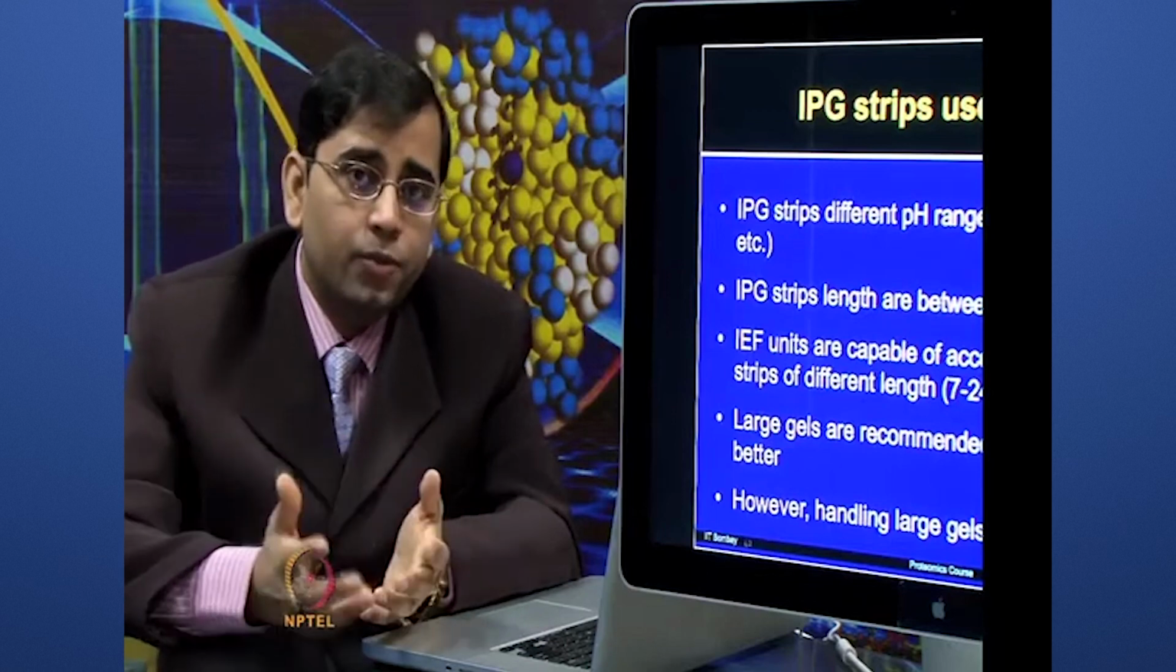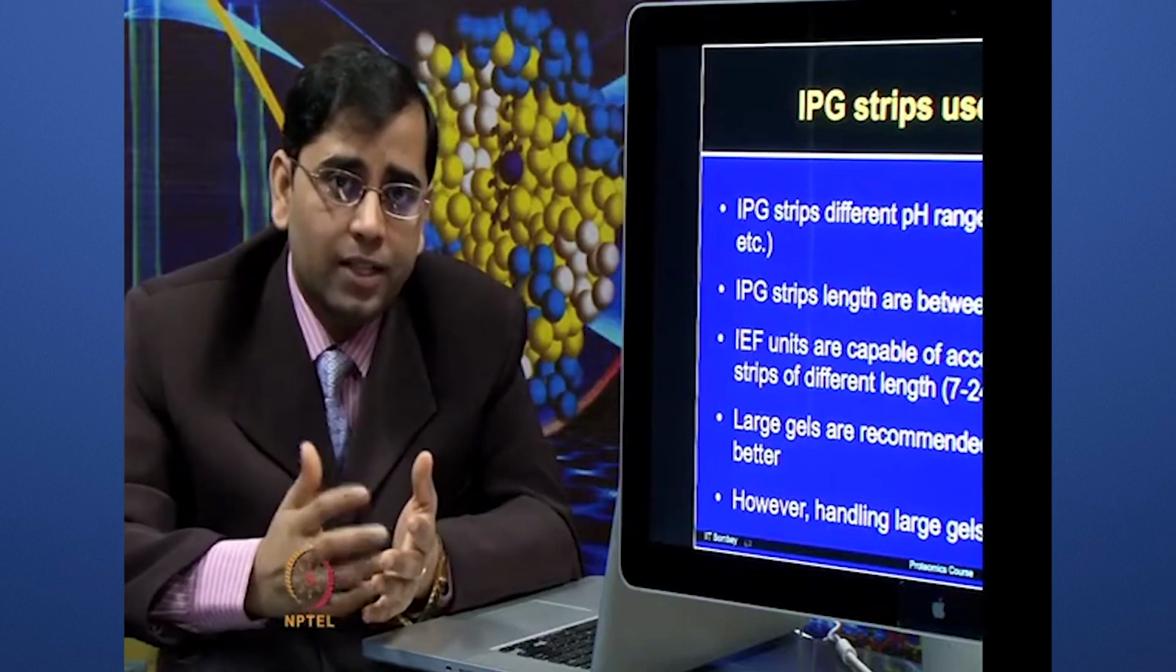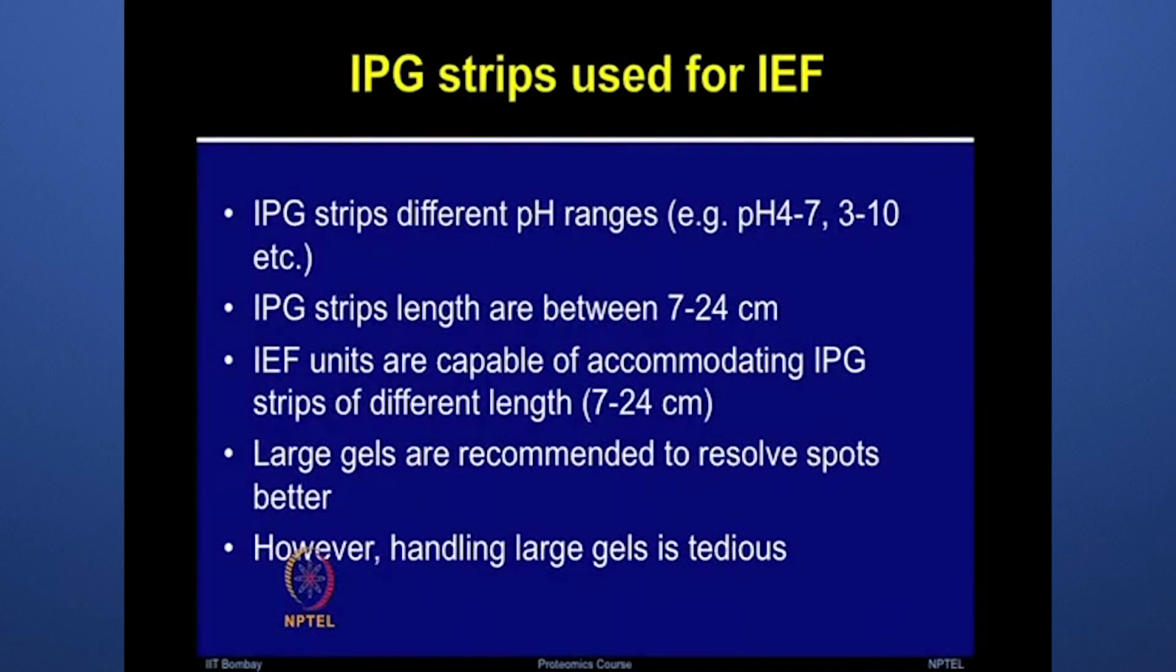Now, these IEF units, or isoelectric focusing units, obtained from different commercial vendors, are capable of taking IPG strips of varying lengths. A few instruments take a flexible length from 7 to 24 centimeter. Other commercial instruments take different types of trays designed for each strip length.